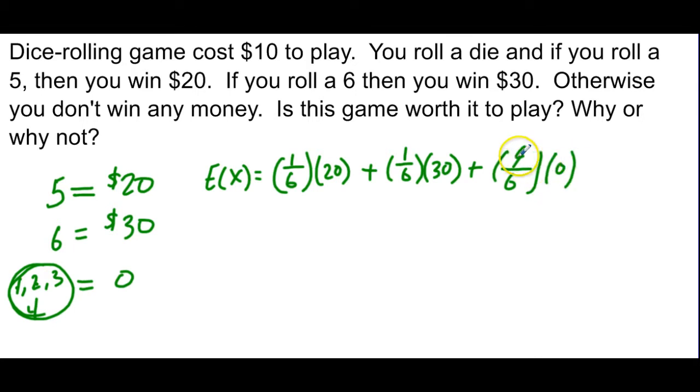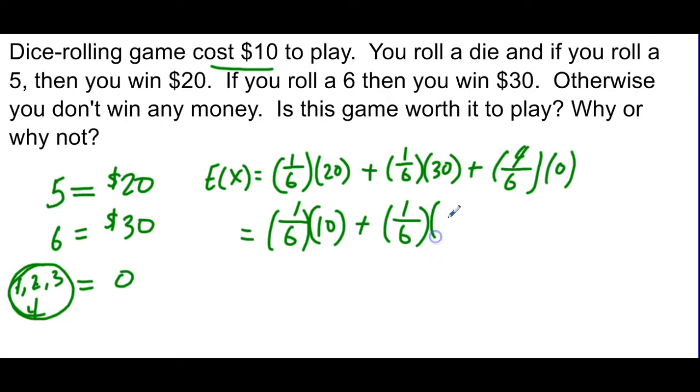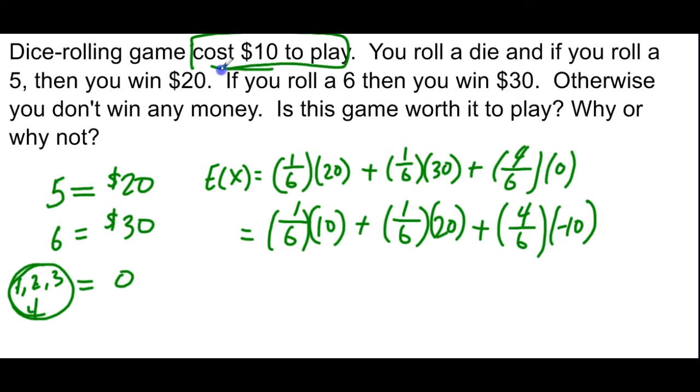So in terms of money, let's redo this. If you pay $10 to play and you roll a 6, you actually win only $20. I'm subtracting $10 from each because that's how much it costs to play. If you roll a 1, 2, 3, or 4, you actually lose $10. This is an adjustment because we actually pay $10 to play.